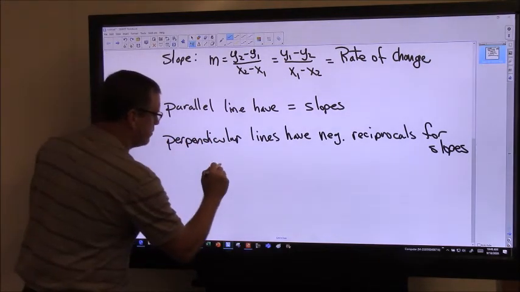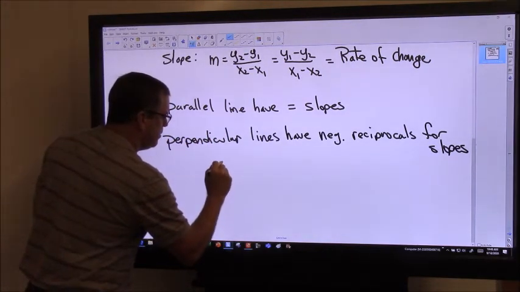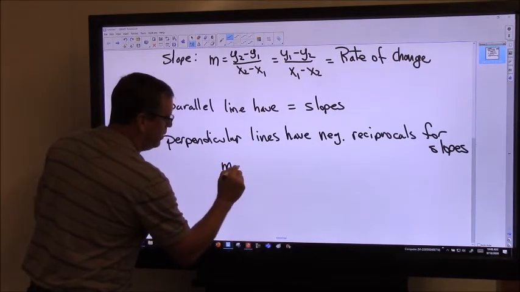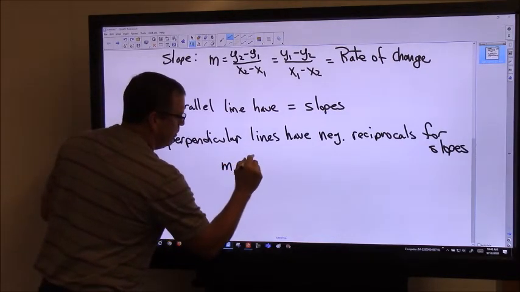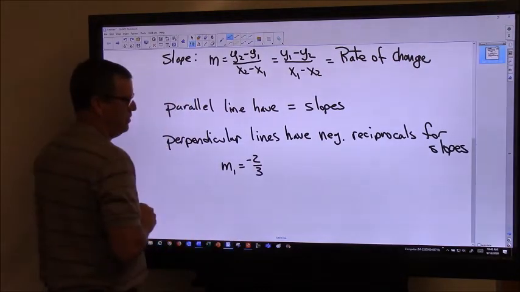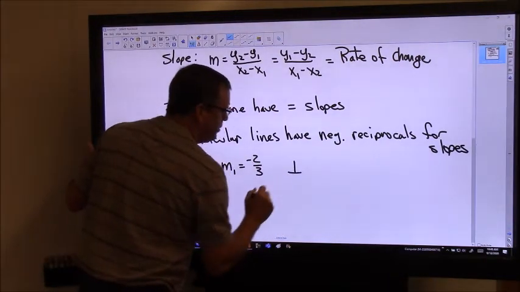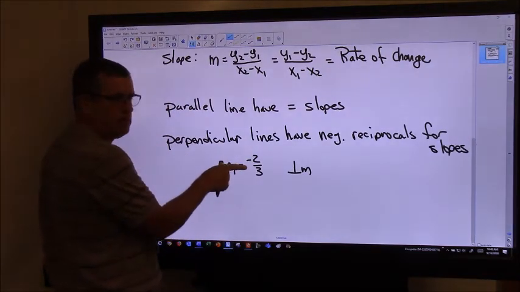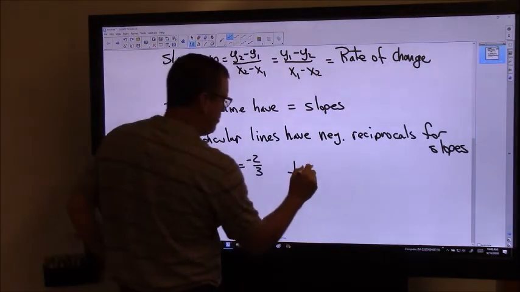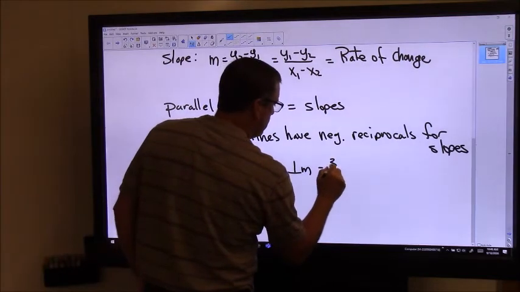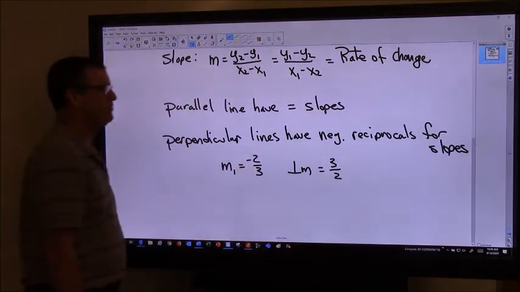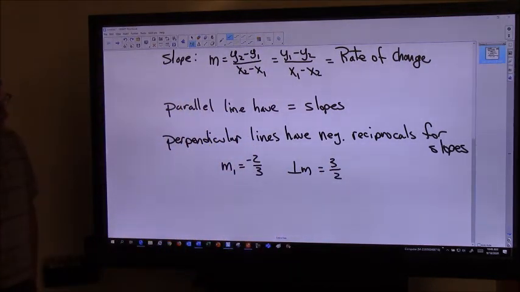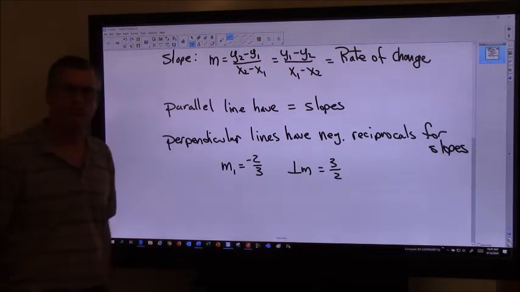It would be like this. If I said that I've got one slope, we'll call it M1, equals a negative 2/3, then the perpendicular slope to that, I got to flip it over, that's the reciprocal part, and then change it to the opposite. So that would equal 3/2. Okay? All right, so that's the stuff we need to know. Now we just need to do some sample problems.